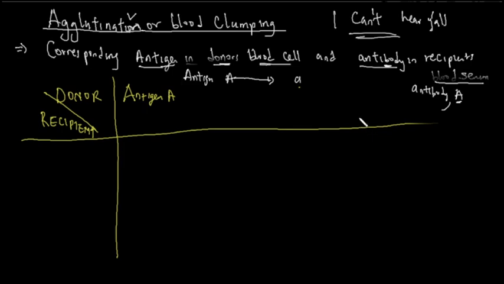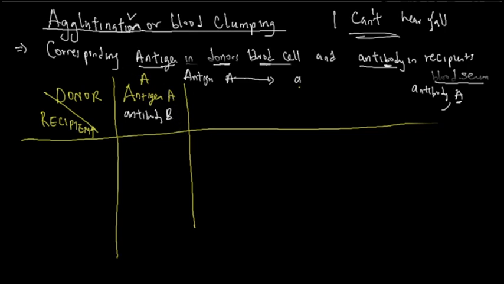Okay, so we are now going to look into a table where we will be discussing and highlighting these things in detail. So let's consider this. If I have a donor and it's blood group A, it should have antigen A, right? But what will be the antibody here? It will be antibody B. Is it not?